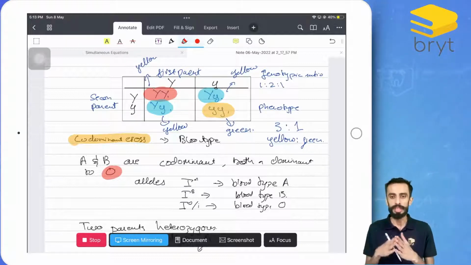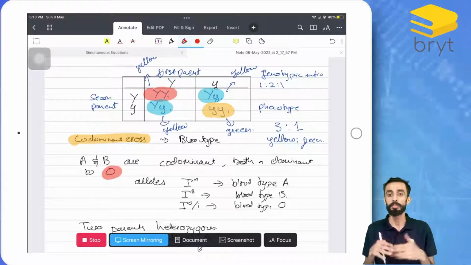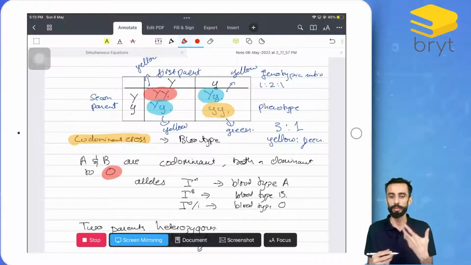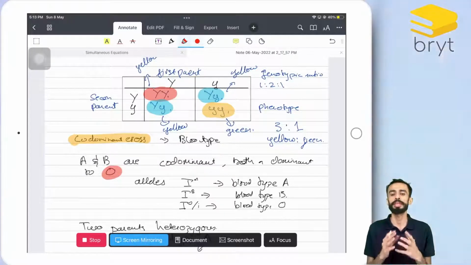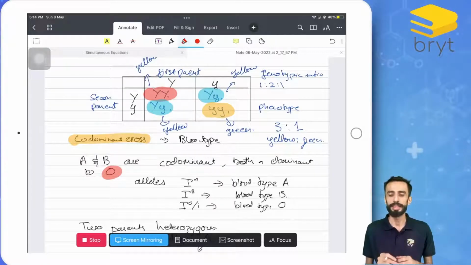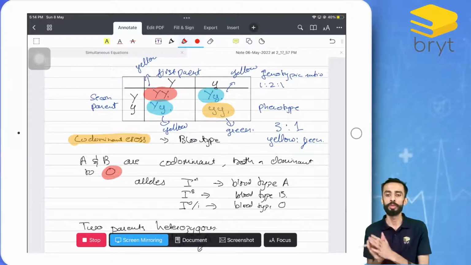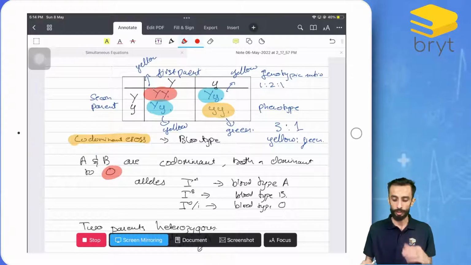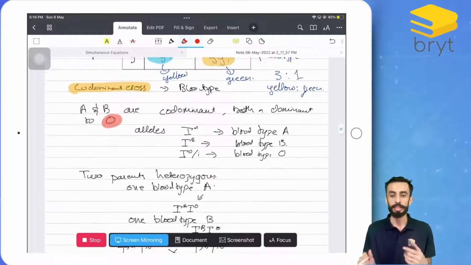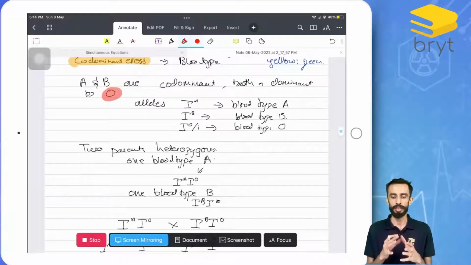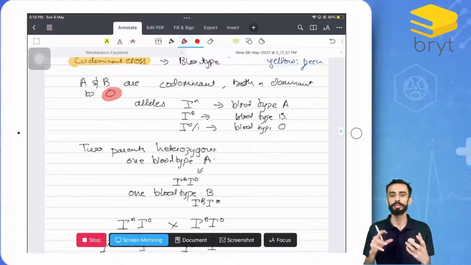But if both of these are present, if A and B are present in each other's presence, then they both will be expressed and you will get a blood type of AB. The only time you can get a blood type of O is when you have both of the O alleles. So what I'm going to show you right now in this cross is two parents that are heterozygous. One has a blood type A and one has a blood type B.